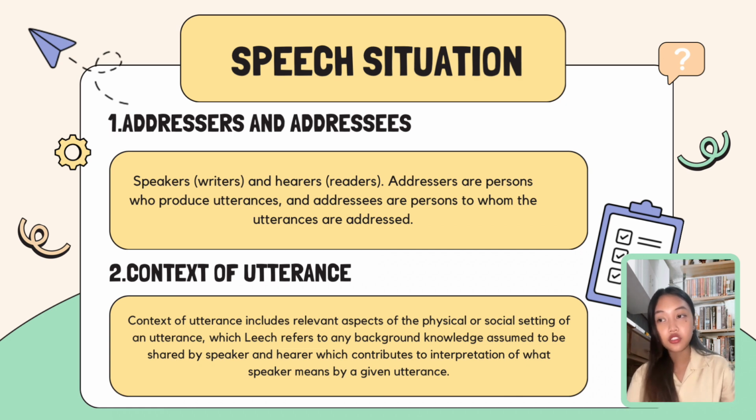First, there are addressers and addressees. Addressers are the persons who produce the utterances, and addressees are persons to whom the utterances are addressed. It's basically about looking at who is involved in the communication itself: the one who says something, and the one who listens. And then second, there's context of utterance, which basically means the context or the situations that surround the communication itself.